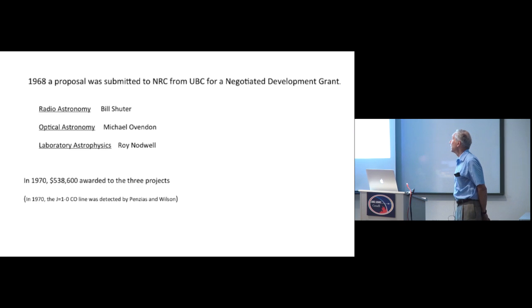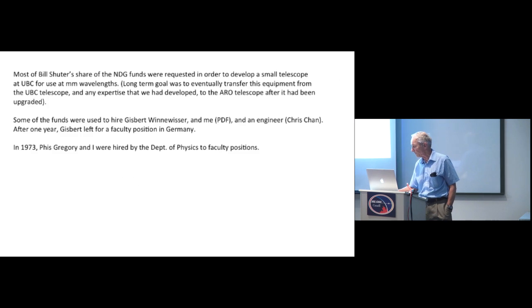It was submitted by Bill Shooter for Radio Astronomy Project, Michael Lovenden, Optical Astronomy, and Roy Nodwell for Laboratory Astrophysics. Bill Shooter was relatively new at UBC, having been there about 2 to 3 years by this time. In 1970, $538,600 was awarded to the three projects, and not coincidentally, but very appropriate time, 1970, the J equals 1 to 0 CO line was detected by Penzias and Wilson.